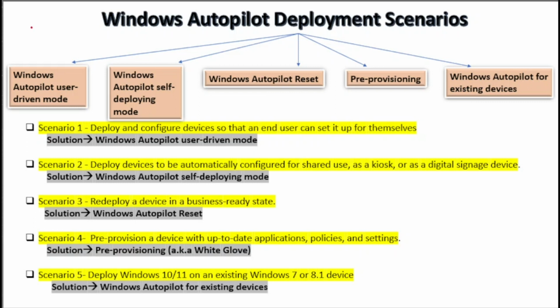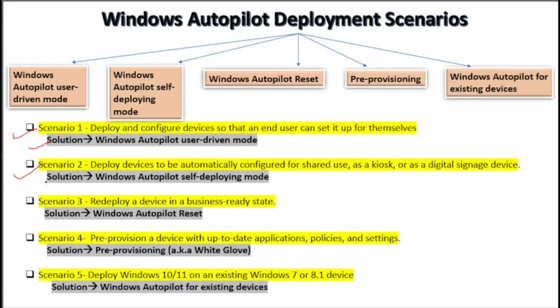Now let's check the different types of deployment scenarios, and in each scenario what option we can use. The very first scenario is when we want to deploy and configure a device so that the end user can set it up by themselves. In this scenario, we can use Windows Autopilot user-driven mode, where the user can perform the Autopilot on their own. The second scenario is where we want to deploy and configure the device automatically. Basically, the device could be a shared device, kiosk, or digital signage device. In that case, we can use Windows Autopilot self-deploying mode.